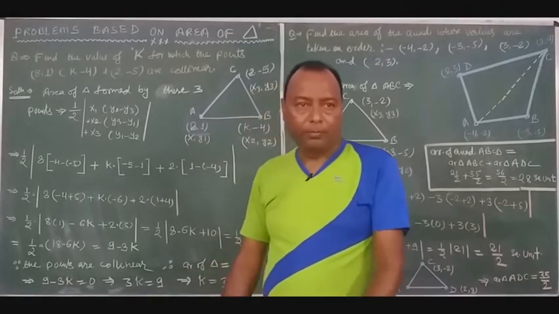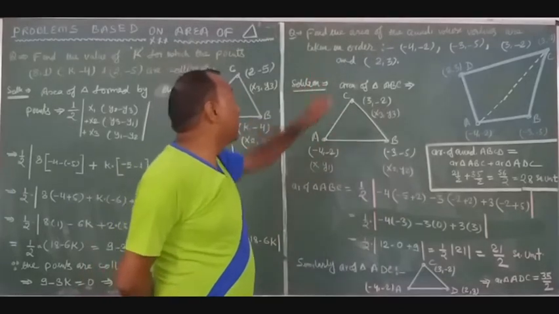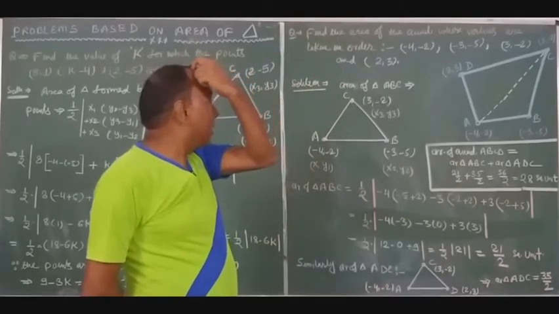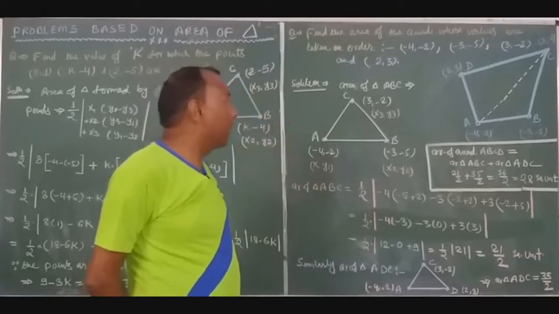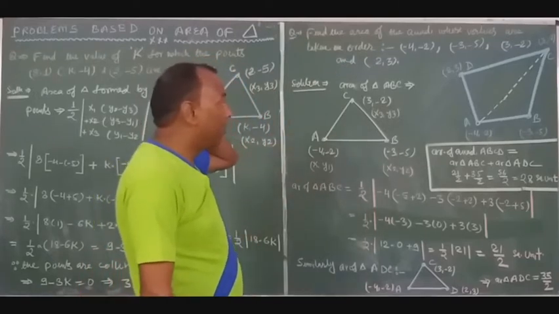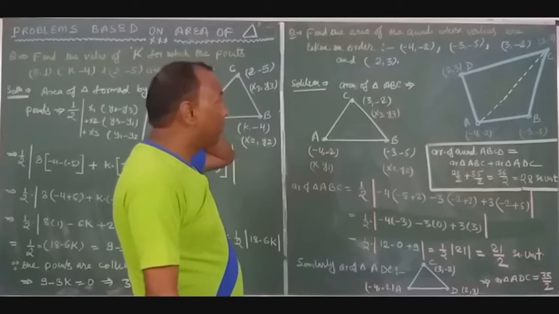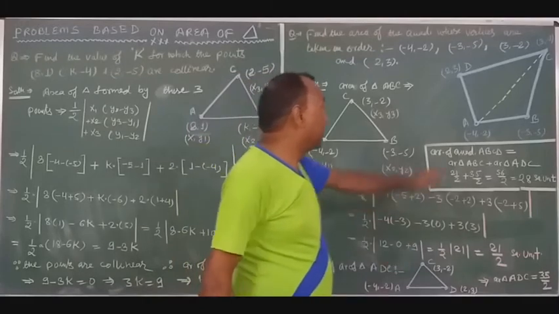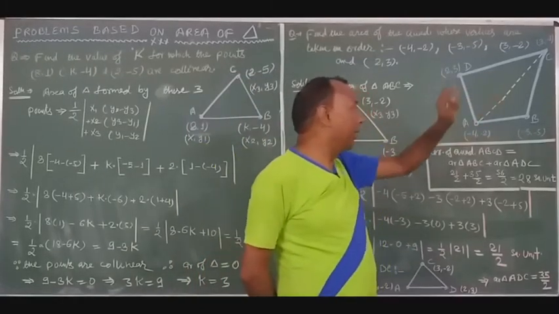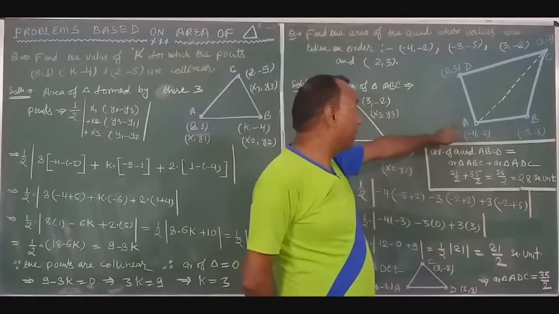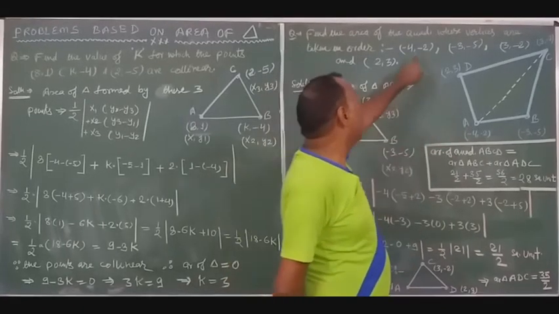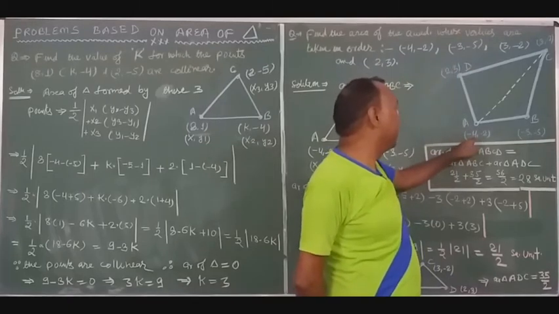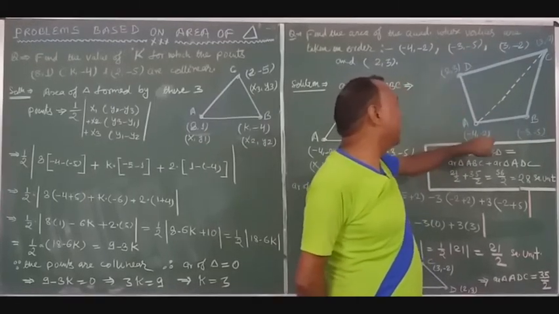Okay. Now this is another question. Find the area of the quadrilateral whose vertices, taken in order, are (-4, -2), (-3, -5), (3, -2) and (2, 3). So first draw a rough sketch of this quadrilateral, and the vertices are taken in order. It means this is the first point, then second, then third, and then fourth. So we are taking them in this anti-clockwise way.